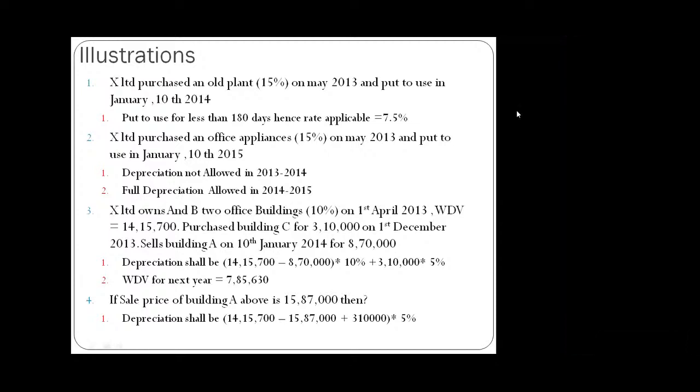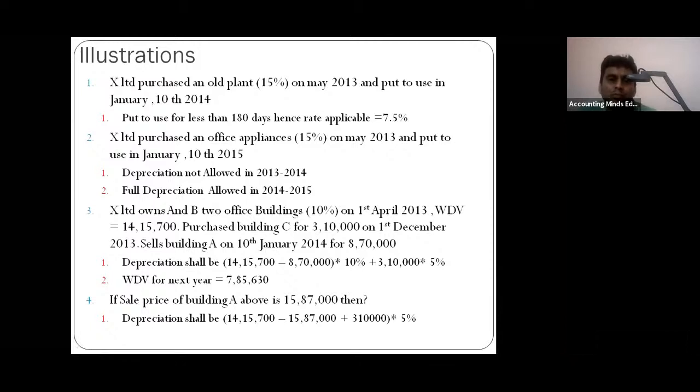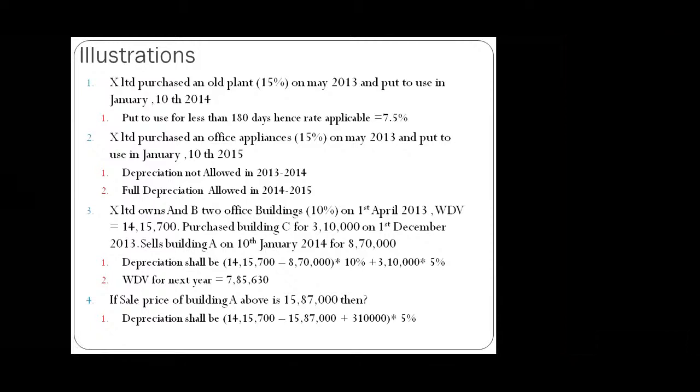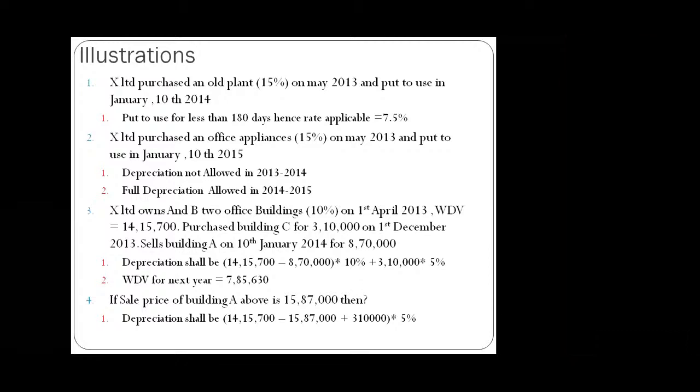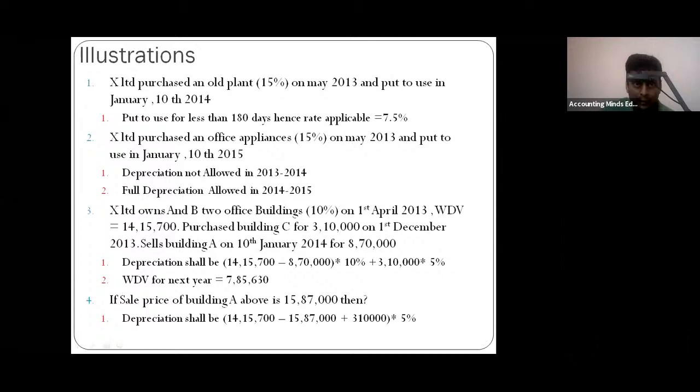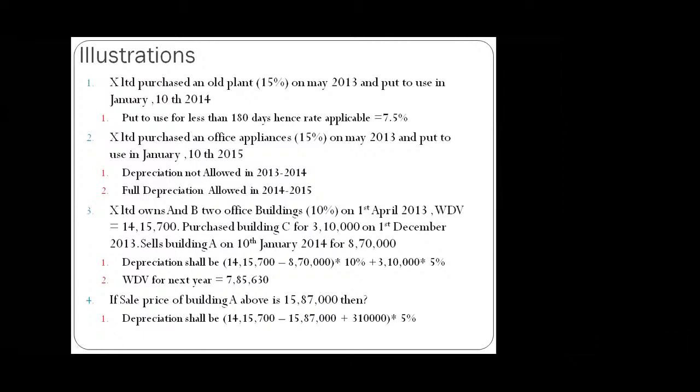Sir, it will come to the negative value at that time. Short-term capital gains. Very good. When the asset is sold for 18 lakhs, 14 lakh 15,700 plus 3 lakh 10,000 minus 18 lakhs, the whole amount will be considered as short-term capital gain. That will be considered as short-term capital gain.